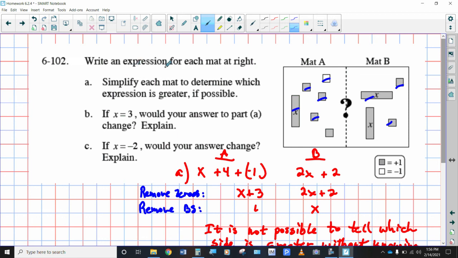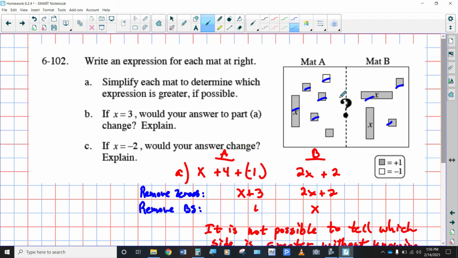All right, write an expression for each mat at right. Simplify each mat to determine which expression is greater. If x is equal to 3, would your answer to part A change? Okay, so let's get started. This is 1x plus 4 plus a negative 1. This is 2x's plus 2.